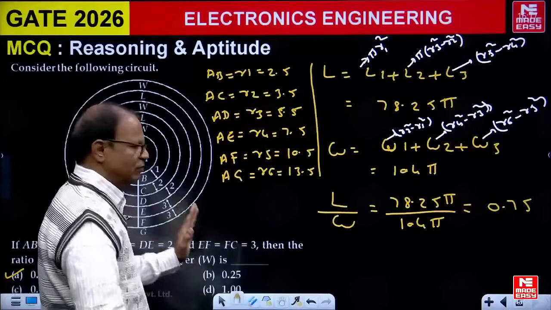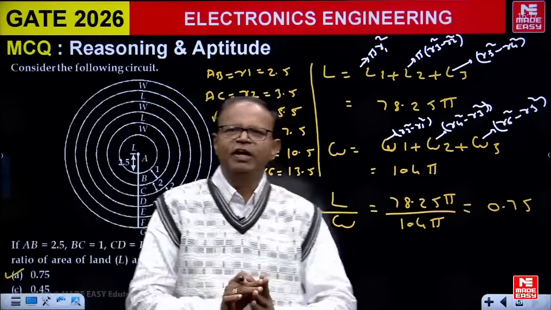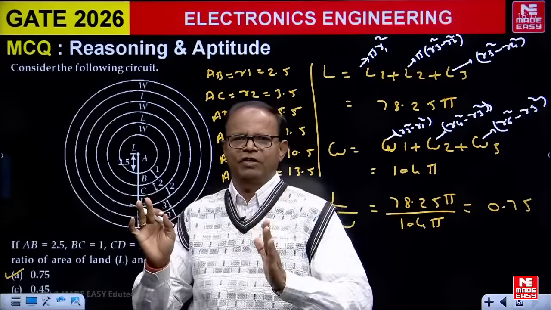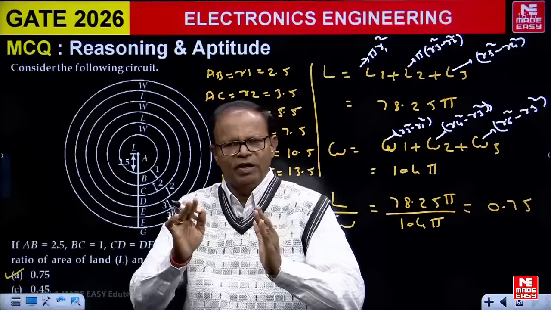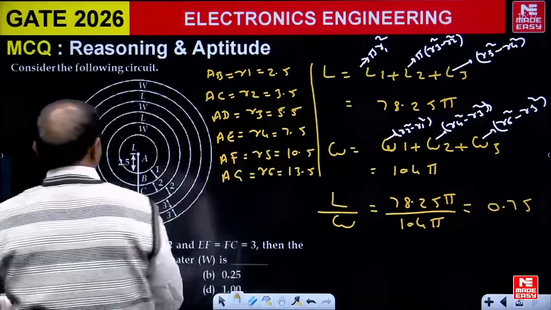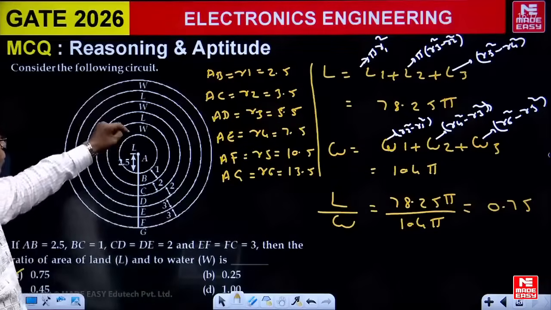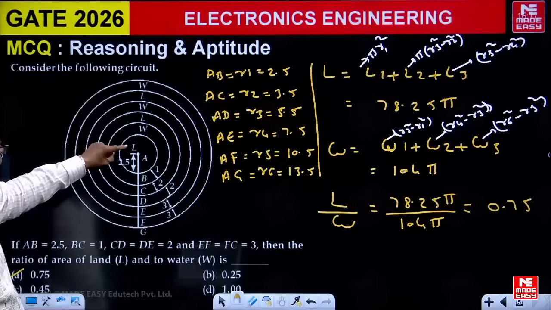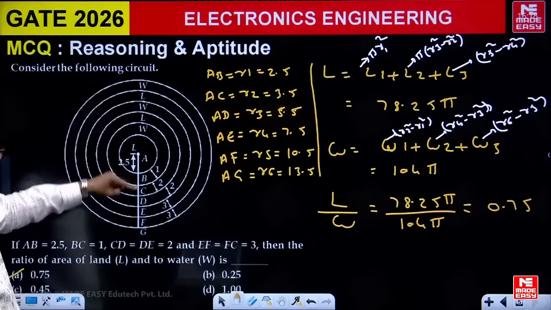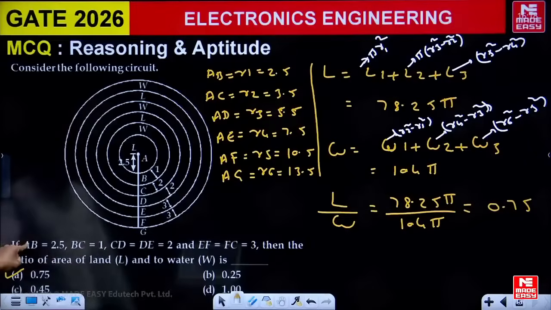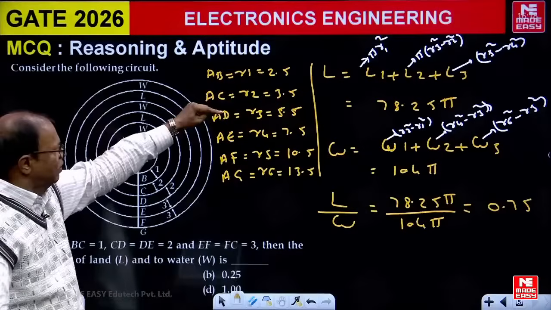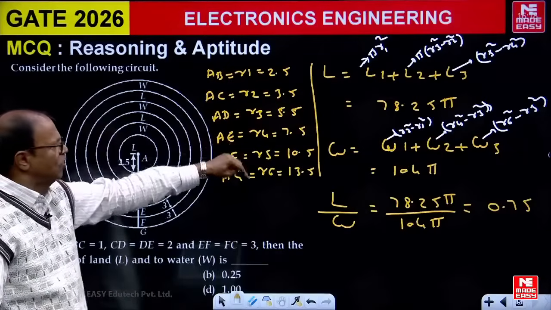This type of question was given in 2018 also. Area of the inner circle, area of the outer circle. So what is the remaining part? Area of the outer circle minus area of the inner circle. First, please go through what they have given. L is equal to land, W is equal to water. L is how many times? 1, 2, 3 times. So water how many times? 1 to 3 times. So what is the radius? I have taken AB is equal to R1, AC is equal to R2, AD is equal to R3, and so on up to R4, R5, R6.